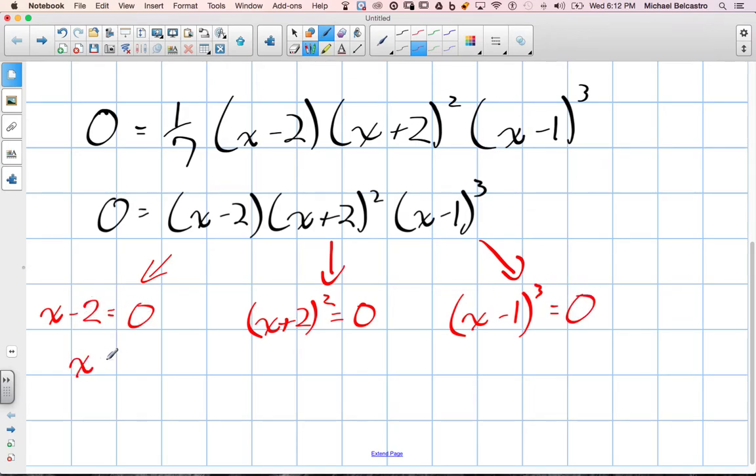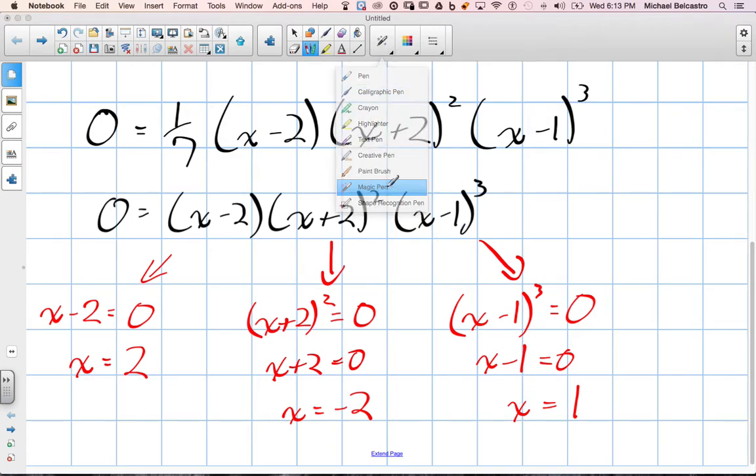In the first example it's pretty simple. We just move 2 to the other side, so one of the x-intercepts is positive 2. Here we take the square root, since we have the power of 2, and the square root of 0 is 0. The same goes for the cube root of 0, which is 0. So these powers aren't that important for finding the values; we wrote them in to show we're using all the values. We get x plus 2 equals 0, so x equals negative 2. Finally, x minus 1 is 0, so x equals 1. Those are the x-intercepts.